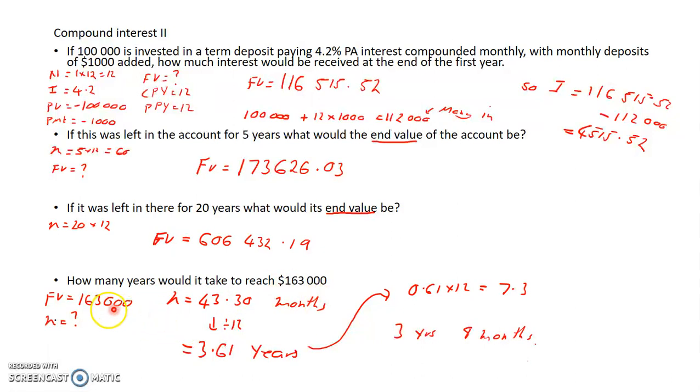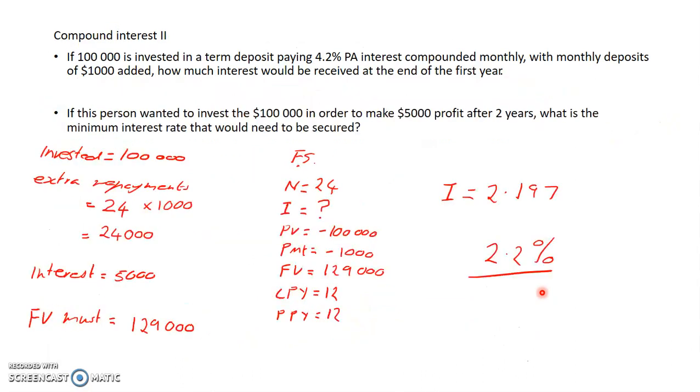So my final value is going to be 163,000. It's going to be positive because that's what I can get back from the bank. And it wants to find out what N would have been. So to do this, 43.30 months would have been your answer. Divide it by 12 to get it into years, 3.61 years. If you want to know years and months, 0.61 times 12, because there's 12 months in a year, gives you 7.3 months. So the next month, it's not paid off at 7, it is paid off at 8. So it would take 3 years, 8 months to pay off.